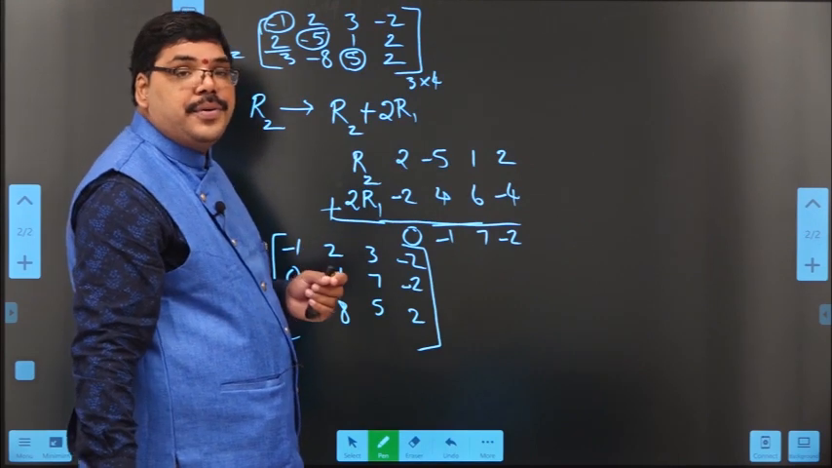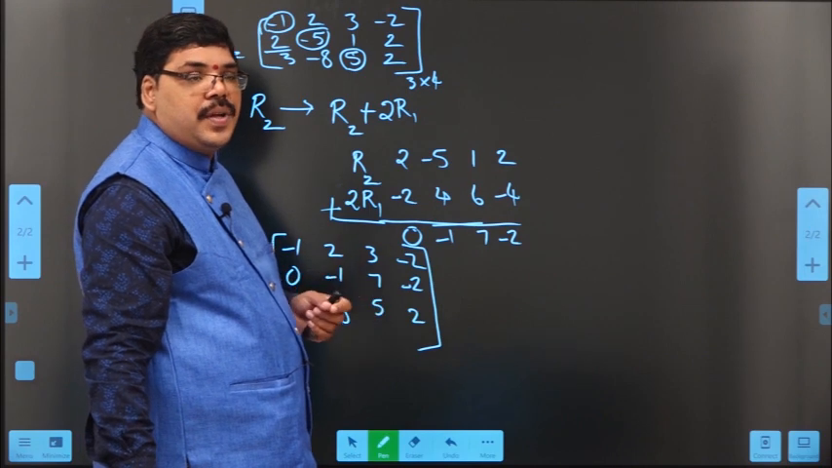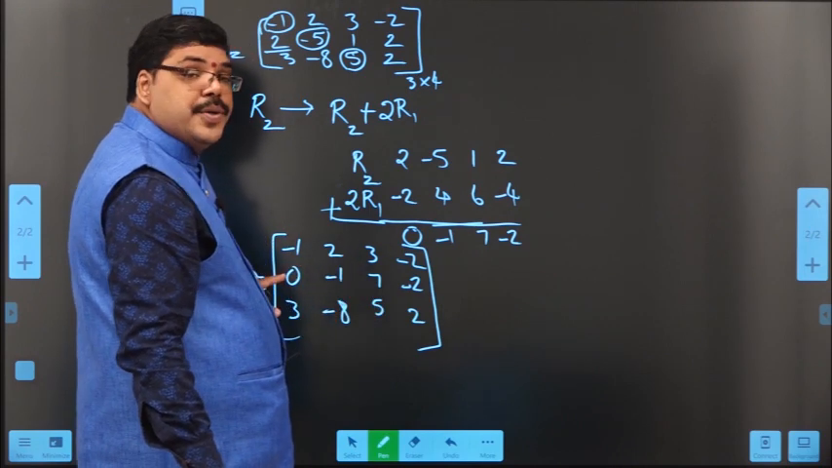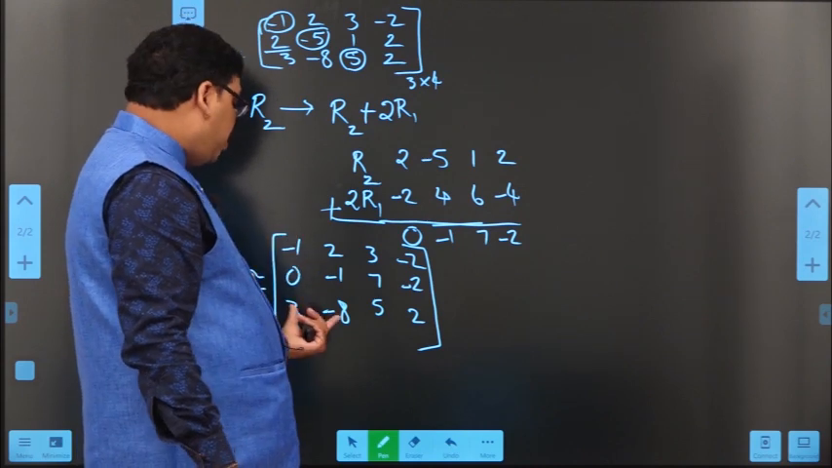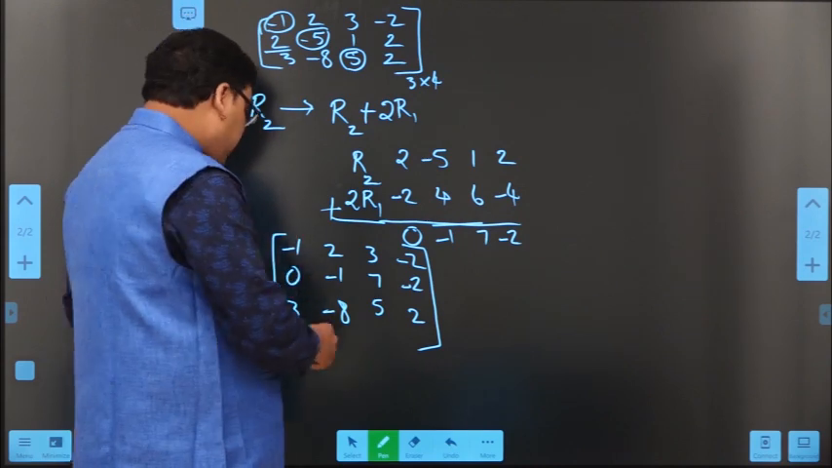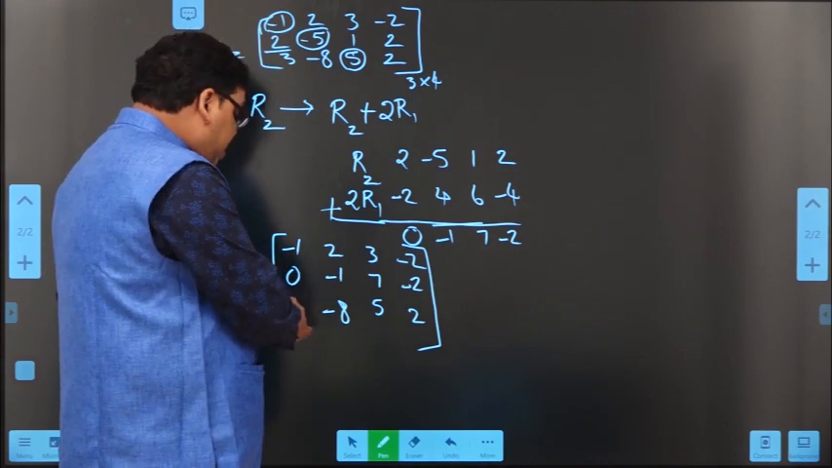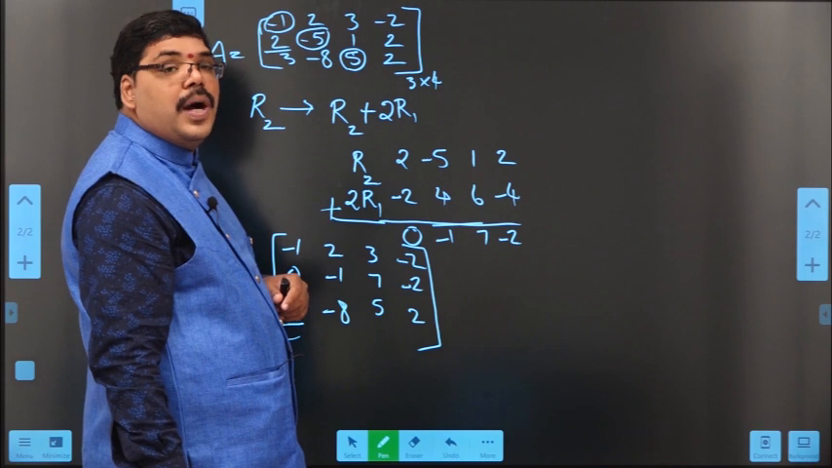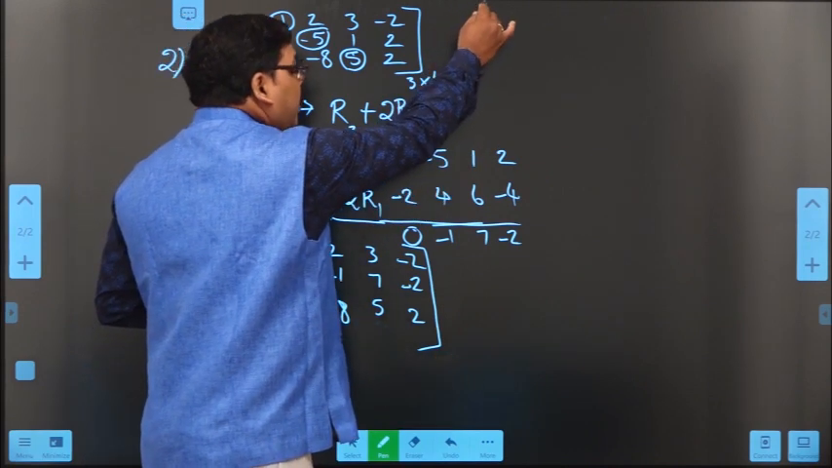We want to reduce all the elements below the principal diagonal into zeros. We reduced the second row first element into 0. 2 more elements remaining. We will see how to reduce this element into 0 and what will be the suitable row operation. Can you think what will be the suitable row operation?